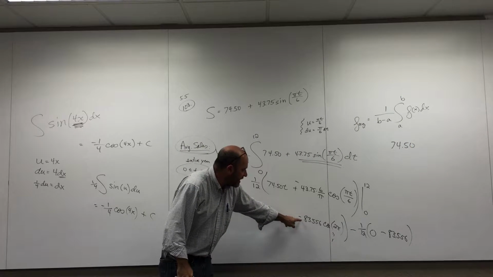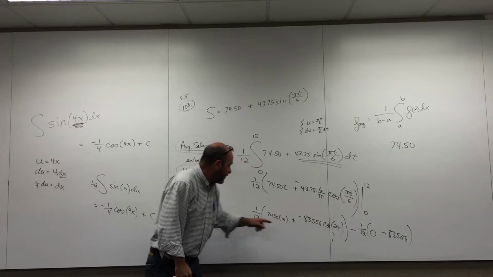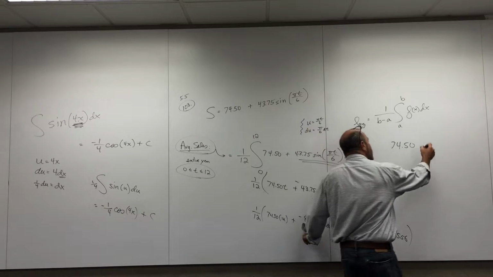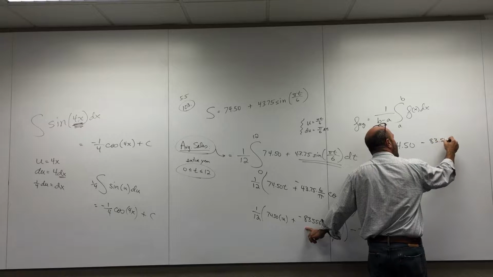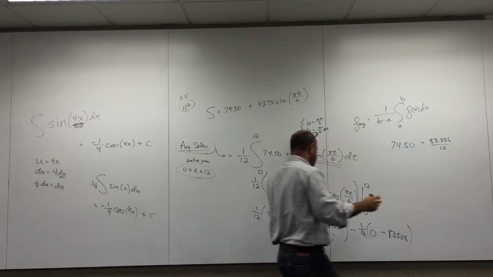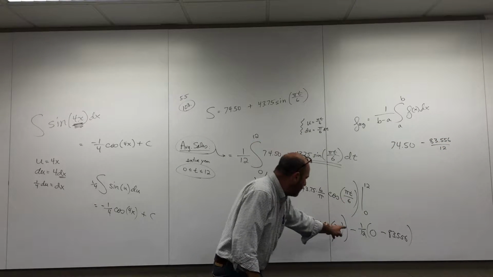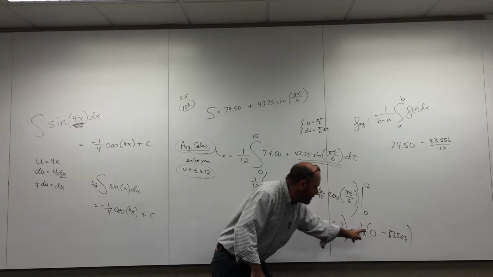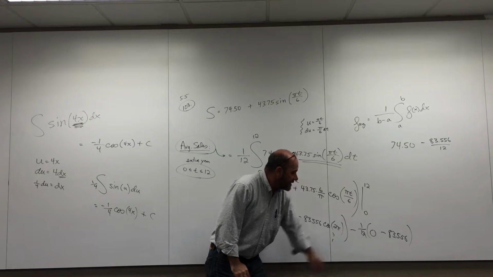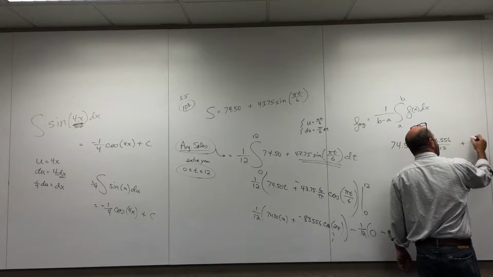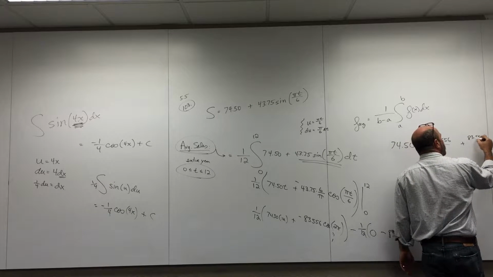And what's this? I'd have this negative 83.5556 over 12. Do you agree with that? Negative 83.556 over 12. Do you agree with that? Yeah. And then what's going on over here? You see the negative signs? I think I have a positive 83.556 over 12.